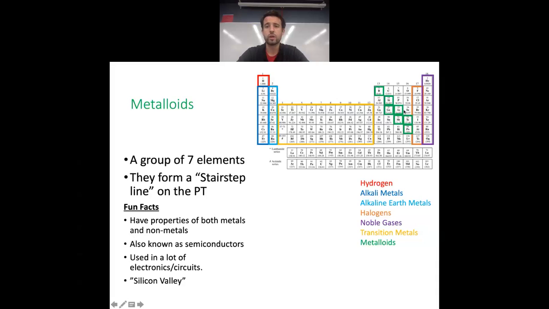Over here now we have metalloids. These kind of follow a stair-shaped pattern, more or less. But the 7 that they are: boron, silicon, germanium, arsenic, antimony, tellurium, and polonium. Those are the 7 metalloids. So please find a way to mark that on your periodic table.